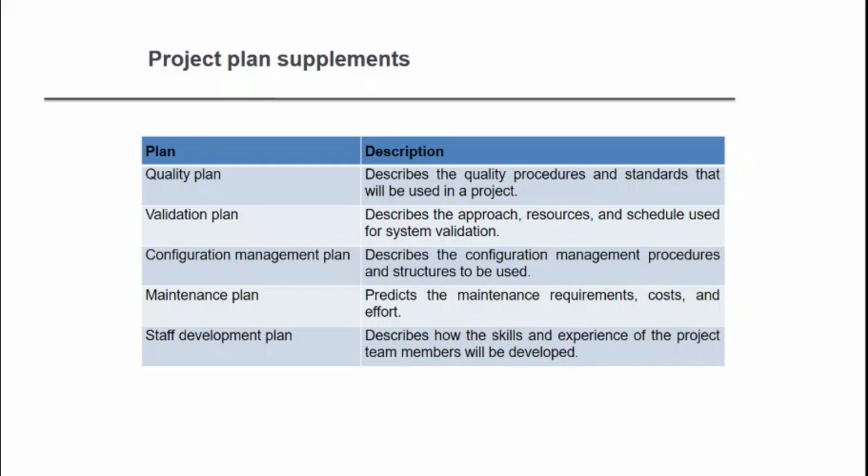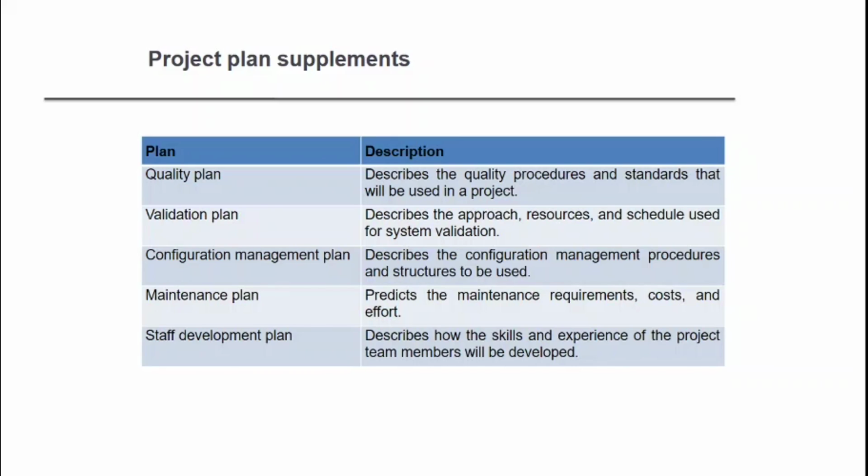The validation plan describes the approaches, resources, and schedules used for the system validation. The configuration management plan describes the configuration that is required for the development of the project and the structures to be used. The maintenance plan predicts the maintenance requirements, cost, and effort. The staff development plan describes how the skills of the staff are used and what experiences they have in the project. Team members will be described in the staff development plan. So these are the project plan supplements.